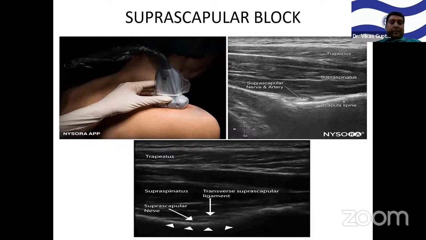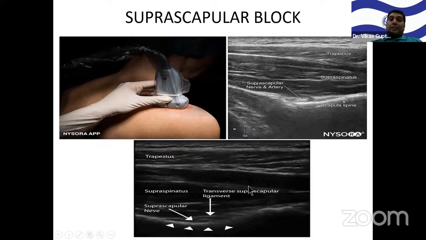We have to search for the suprascapular notch. On the floor of the scapular spine is the suprascapular notch. In the suprascapular notch there is a ligament, the transverse suprascapular ligament. The suprascapular nerve lies beneath the transverse suprascapular ligament.